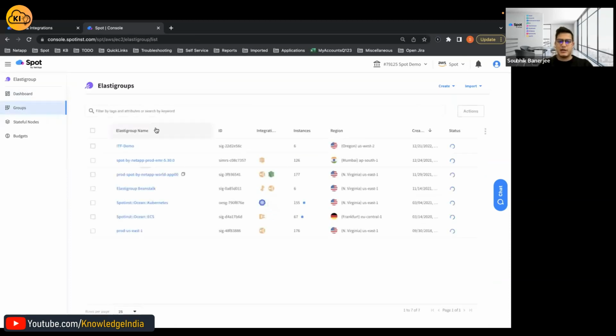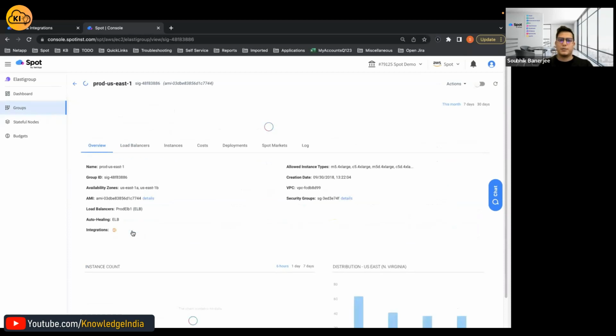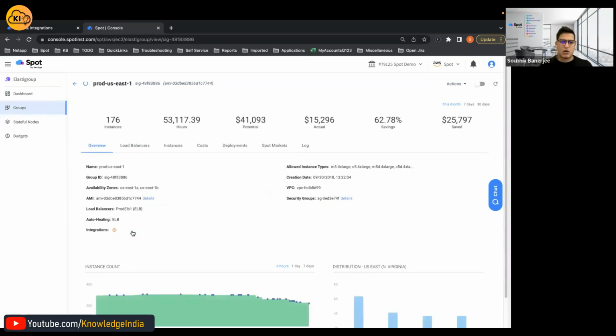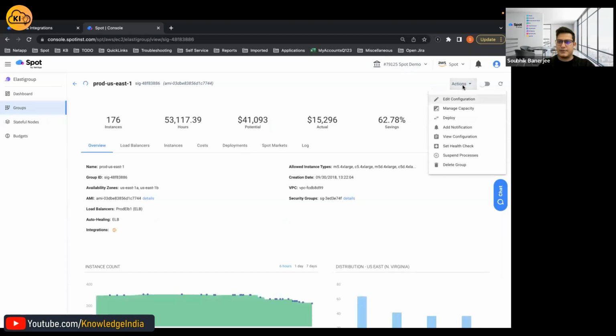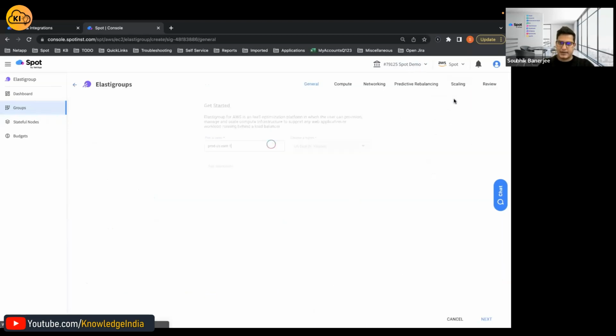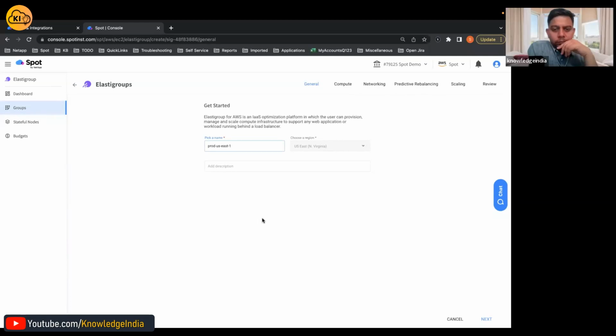Now we'll go to the place where we can edit an Elastigroup, which shows the things you get while creating a new Elastigroup. For this, you get an actions tab, and in the actions tab you can go to edit configuration. This is the same page you get while creating an Elastigroup. On the general page, it's just the name and the region you want to create your Elastigroup in. If you're importing it, the region is imported by default, and you can pick a name as per your choice.